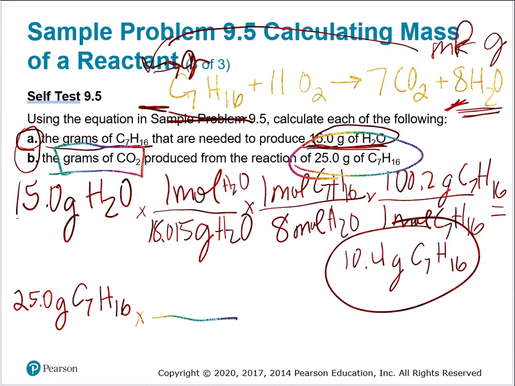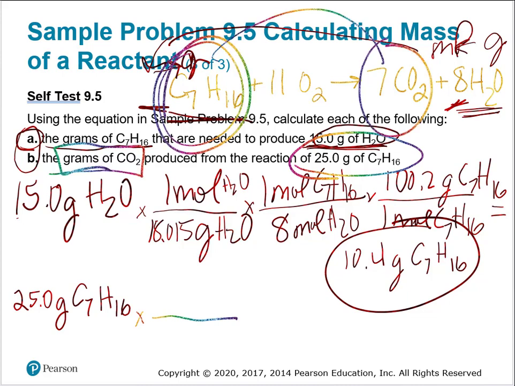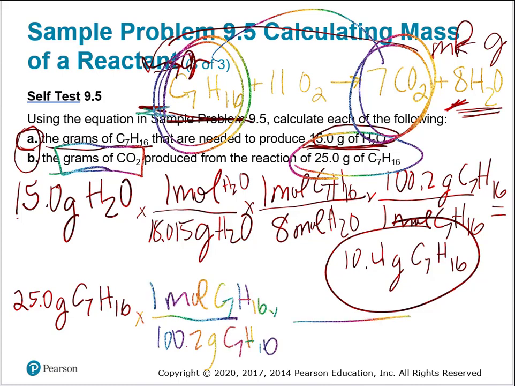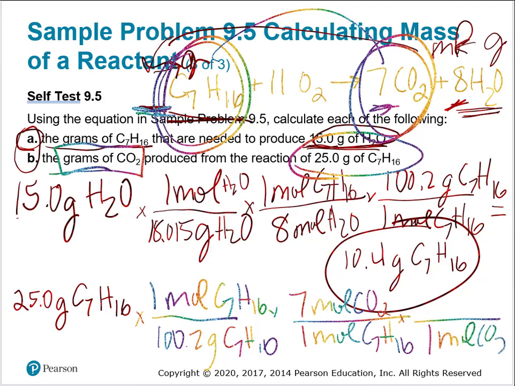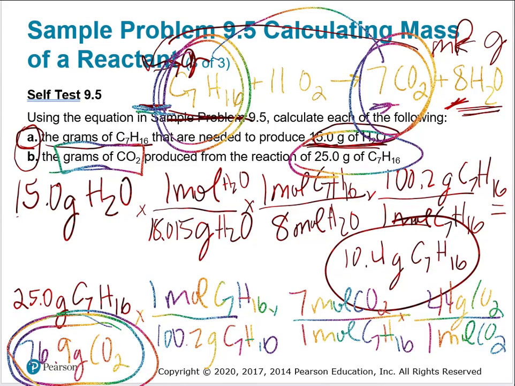For part B, we're given grams of C7H16. We want to get to grams of CO2. So we're going from here to here. We just found the molar mass of C7H16, which is 100.2 grams. There is 1 mole of that to 7 moles of CO2. And then the molar mass of CO2, we would say for 1 mole of CO2 is 44 grams of CO2. Plug and chug, and we should get 76.9 grams of CO2. That should be our answer.